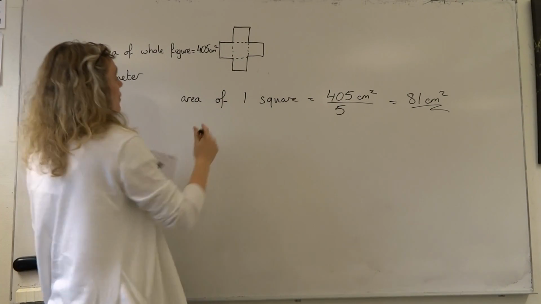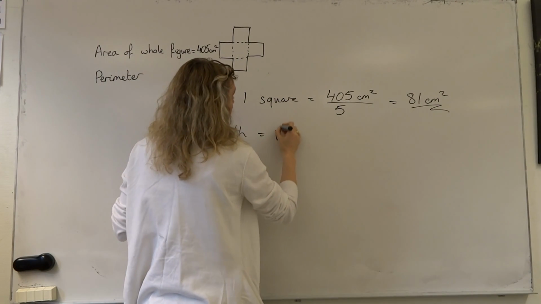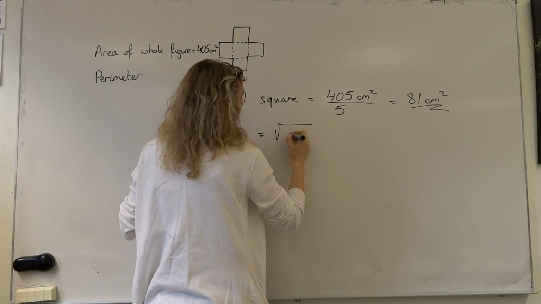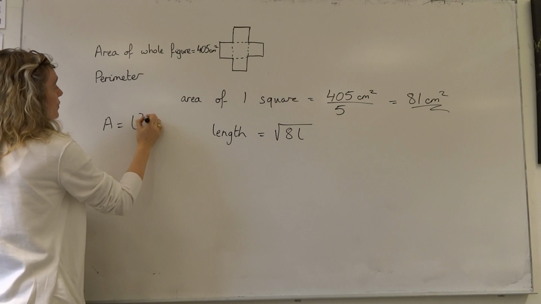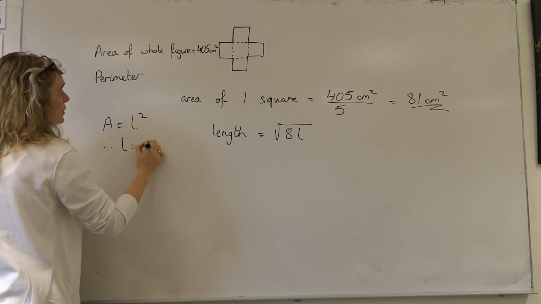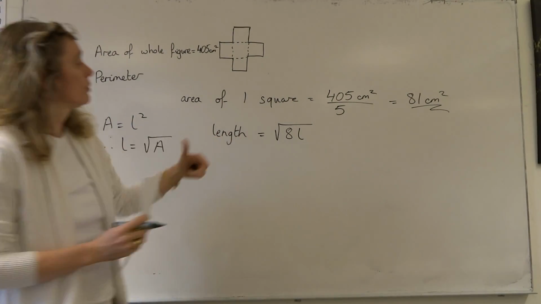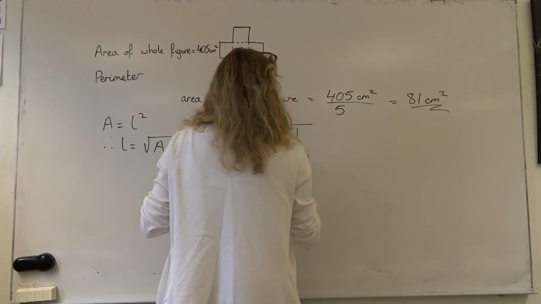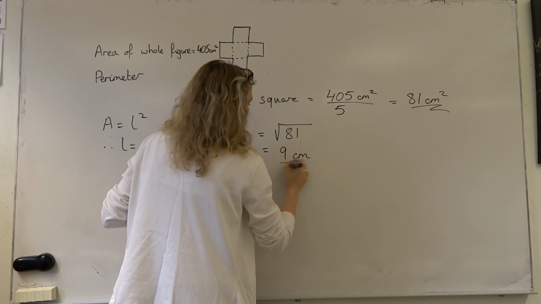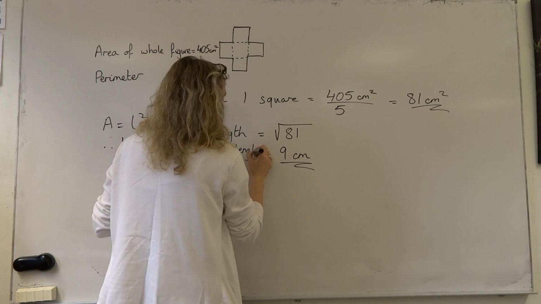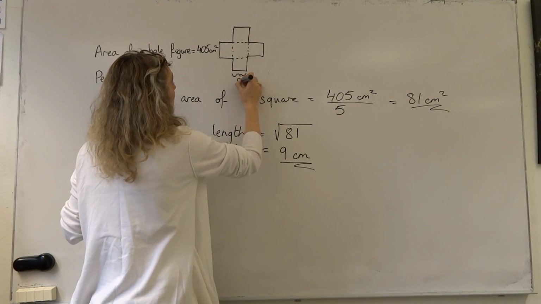So we know that the area of one square is 81 centimetres squared, and we know it's a square. So the length is going to be the square root of 81, because the area of a square is length squared. Therefore, the length is going to be the square root of the area. So we get that the length is 9 centimetres. So we now know the length of one of the sides.